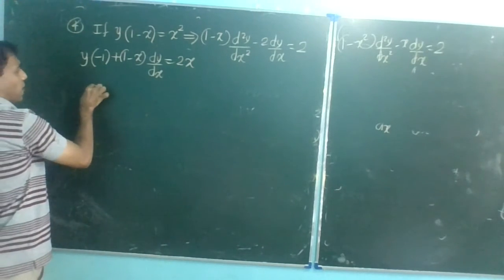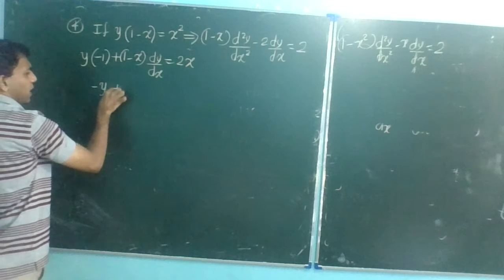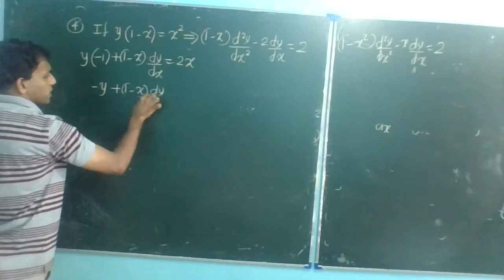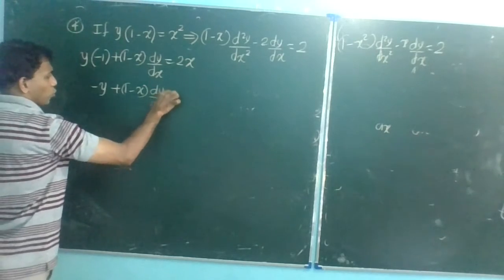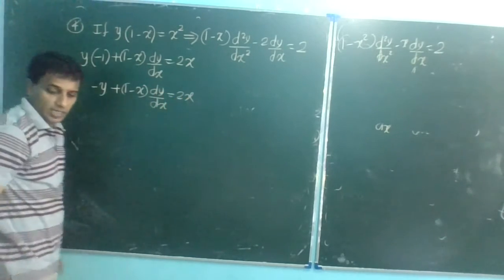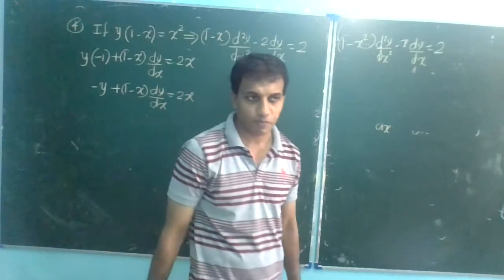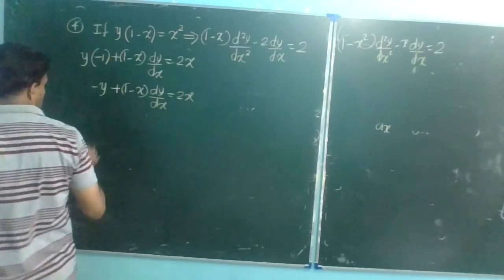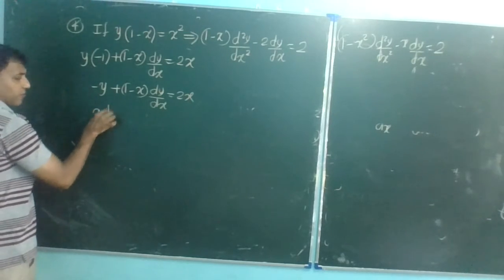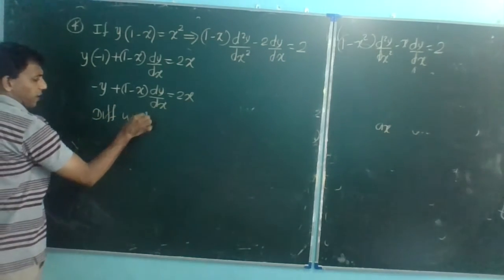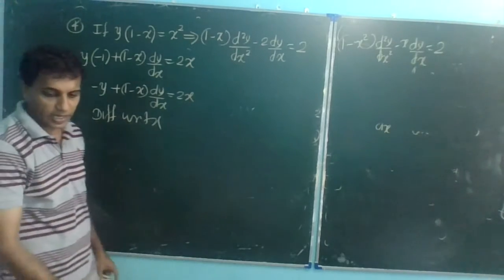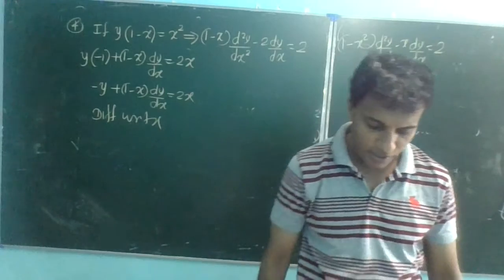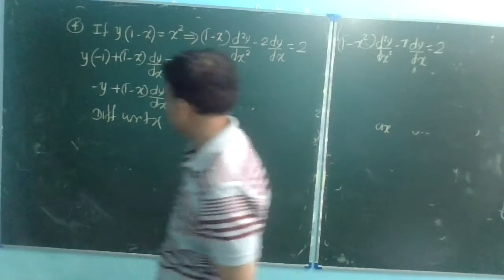Or then I can say here minus y plus 1 minus x into dy over dx equal to 2x. That's all, this is the first differential coefficient. Now we differentiate again, right? Next you can write a sentence, differentiate again with respect to x. Then follow, then get the answer. Differentiate again with respect to x.